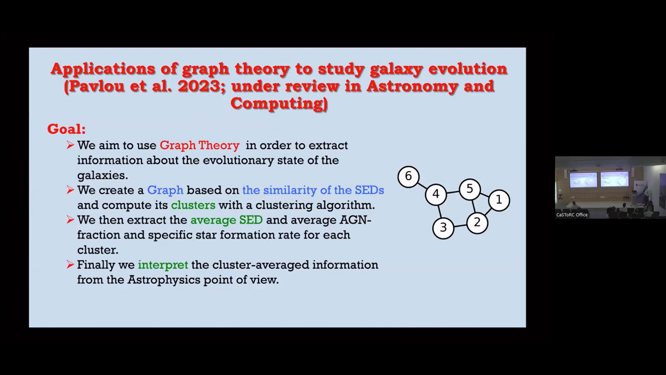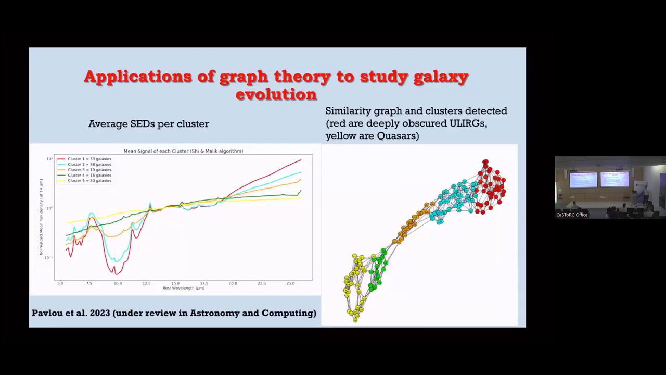Another application of our group is in graph theory. What do we do here? Again, we look at these 100 ULIRGs and 37 quasars. We compare each with each other and construct a similarity matrix for all of these 107 objects. And then we build a graph. We see, for example, here on the right, the graph consists of different clusters. In red, we have deeply obscured ULIRGs like IRAS 20100. The yellow ones here are the quasars. And again, we have intermediate things here.